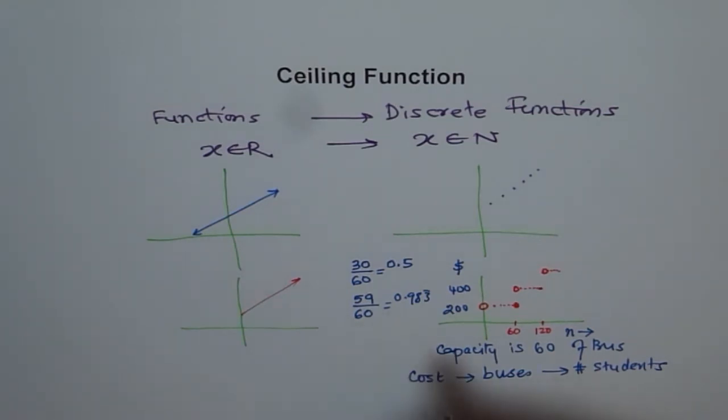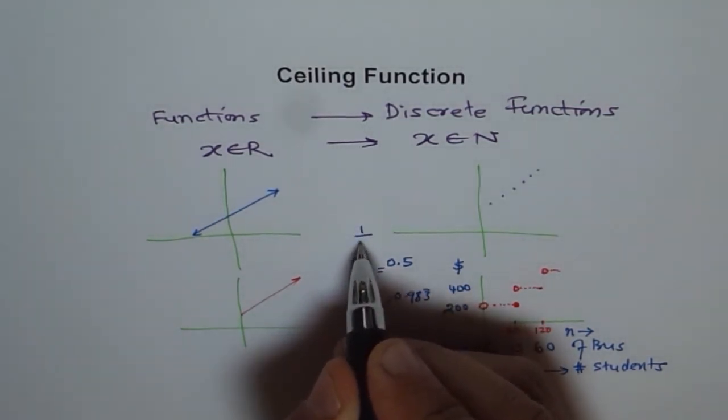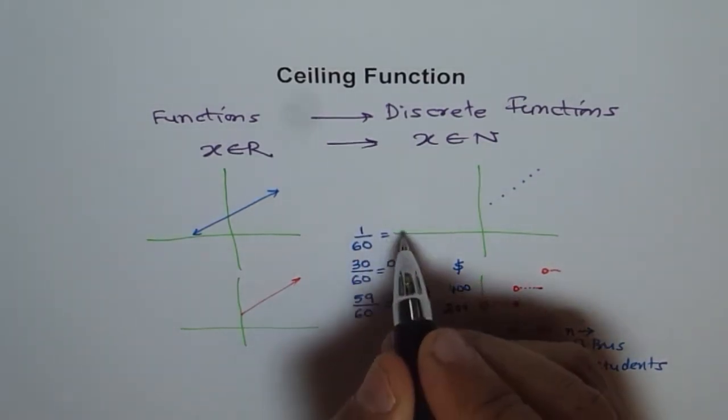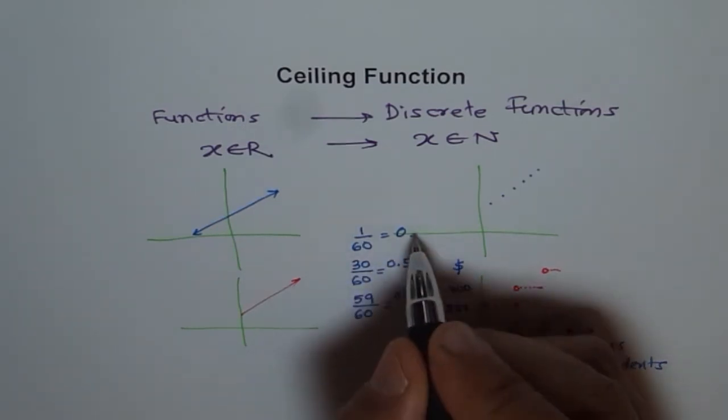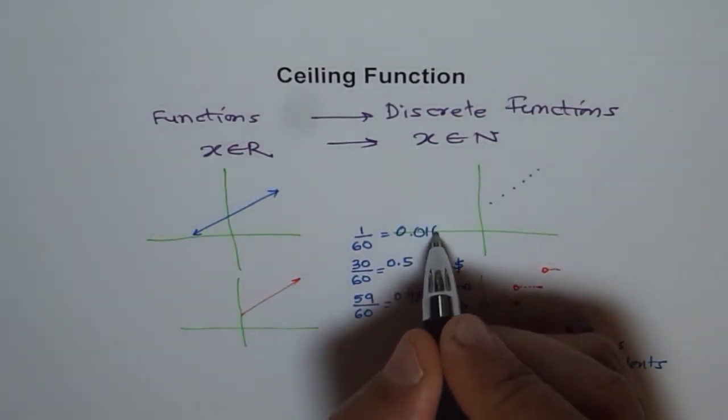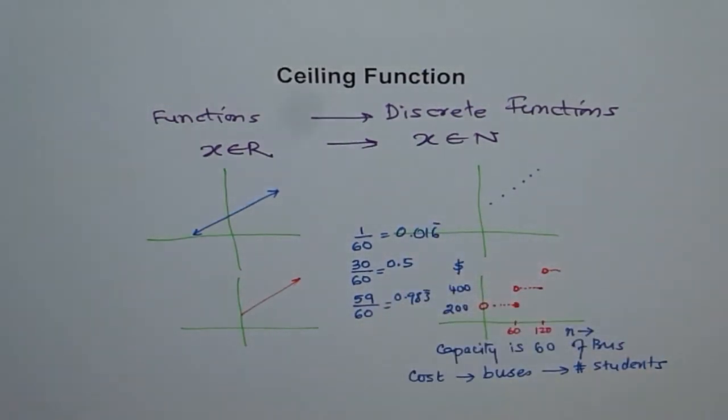Do you understand? Even if I have 1 over 60, right? Let me calculate and let you know this also. 1 over 60 is 0.01 and 66 recurring. Oh my God, so small a number. But still, it is point something. It is more than 0. So when it is more than 0, we just round it to the higher number.